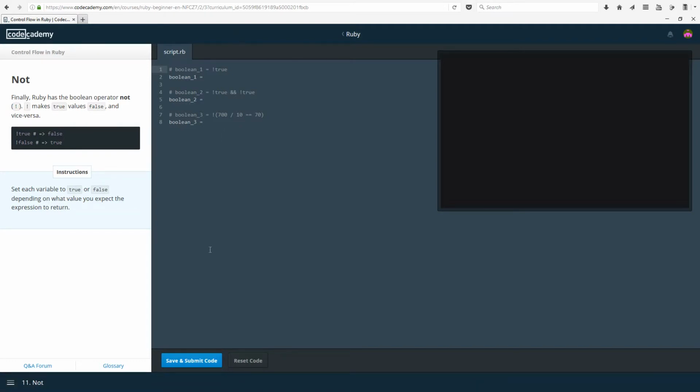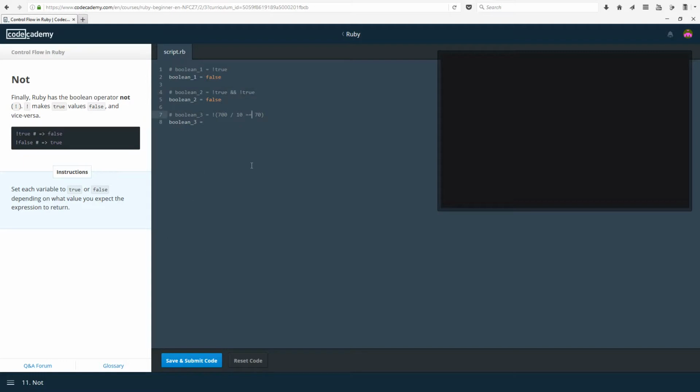Instructions. Set each variable to true or false depending on what value you expect the expression to return. The expression not true, if something isn't true, it's false. If something isn't true and isn't true, then it's false. Because you have false and false, so it's false.